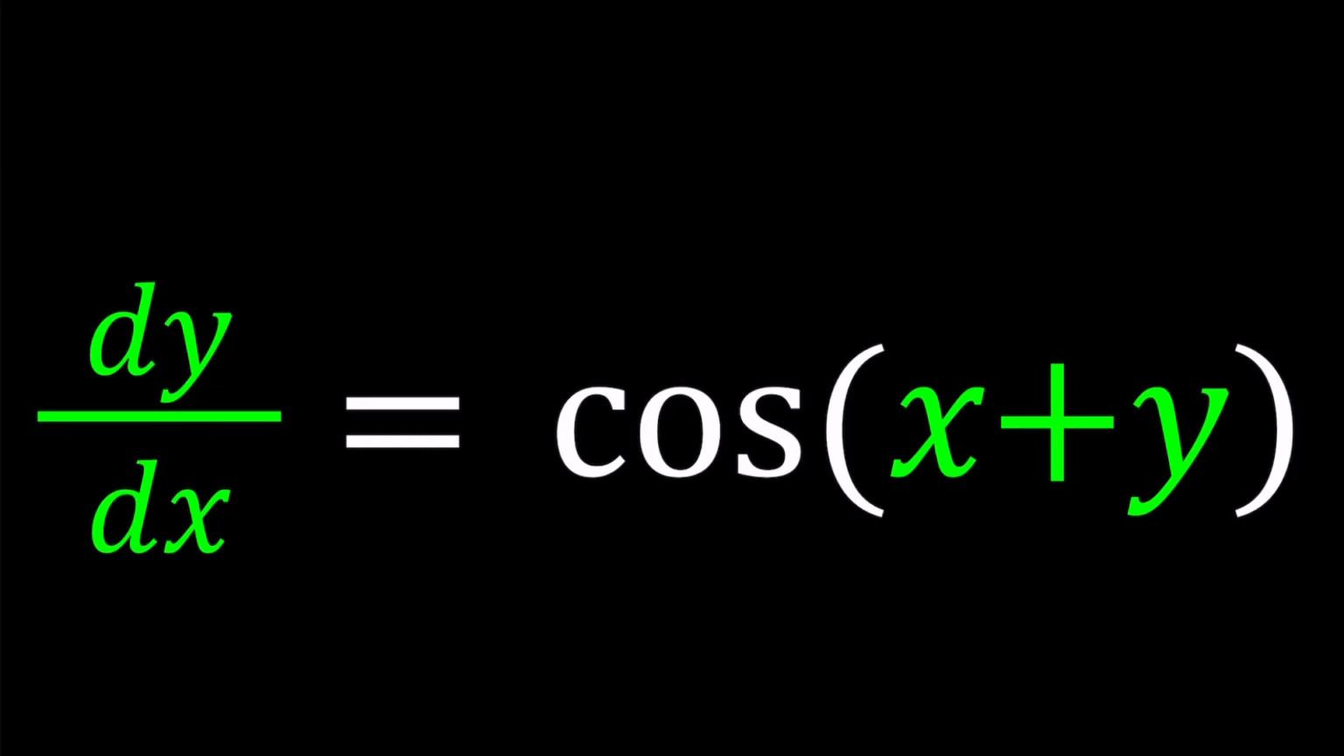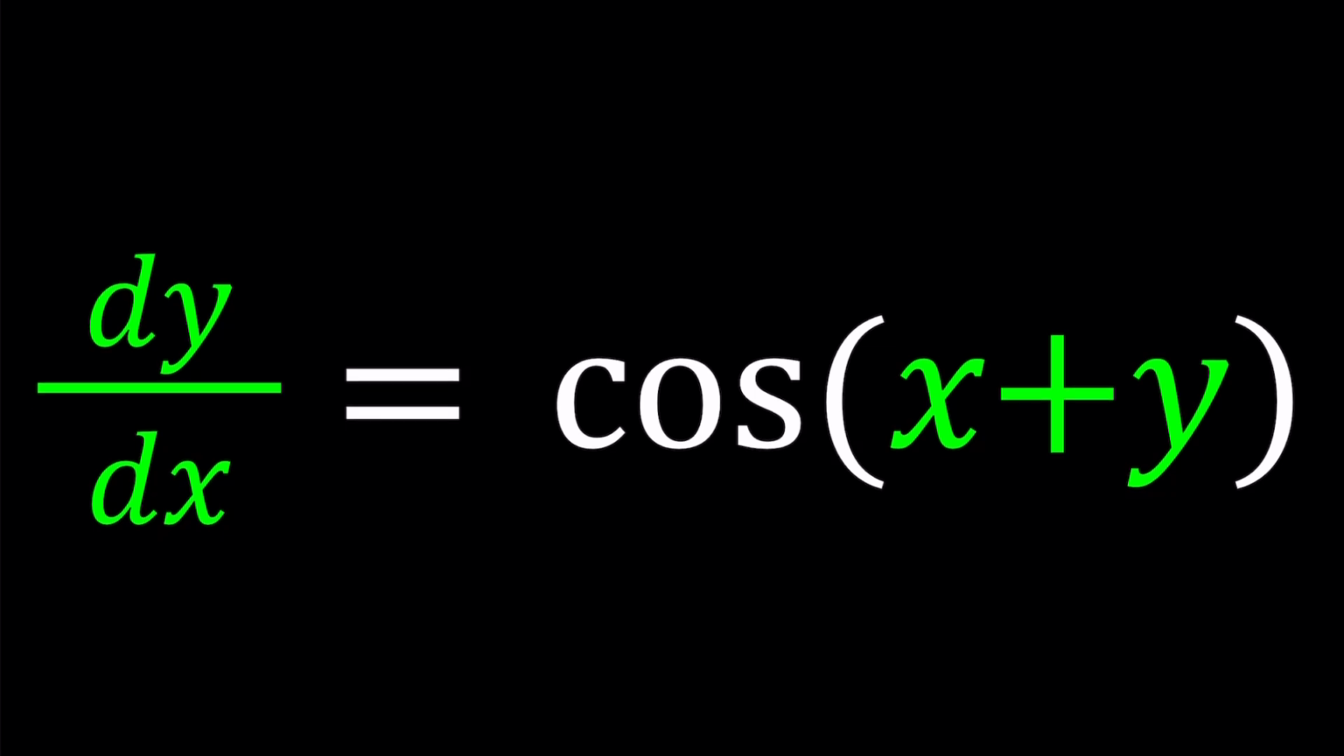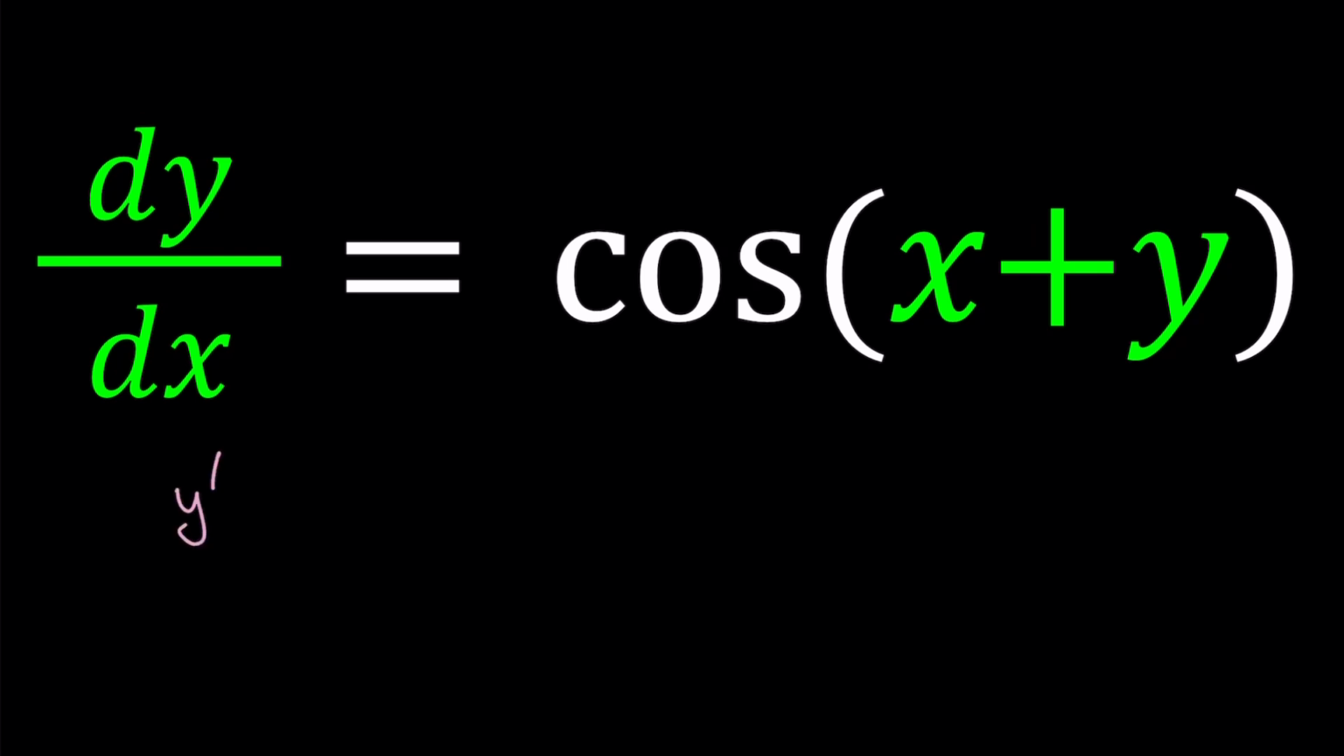Hello everyone. In this video we're going to be solving a nice differential equation: dy over dx equals cosine of x plus y, and we're going to be solving for y. I'll be presenting two methods, but before we get into the two methods, let's do a little bit of substitution. So we can write this as y prime equals cosine of x plus y. Y prime means the derivative of y with respect to x.